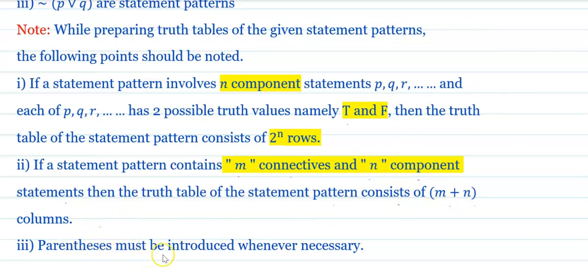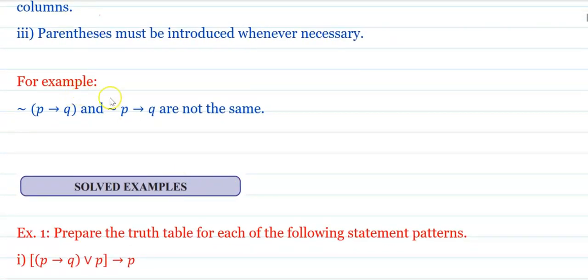The parentheses must be introduced whenever necessary. For example, negation of (P implies Q) and (negation of P) implies Q are not the same. So wherever there is a bracket, it is very necessary to put the bracket. Therefore, the parentheses must be introduced whenever necessary. Now we'll see the solved examples.